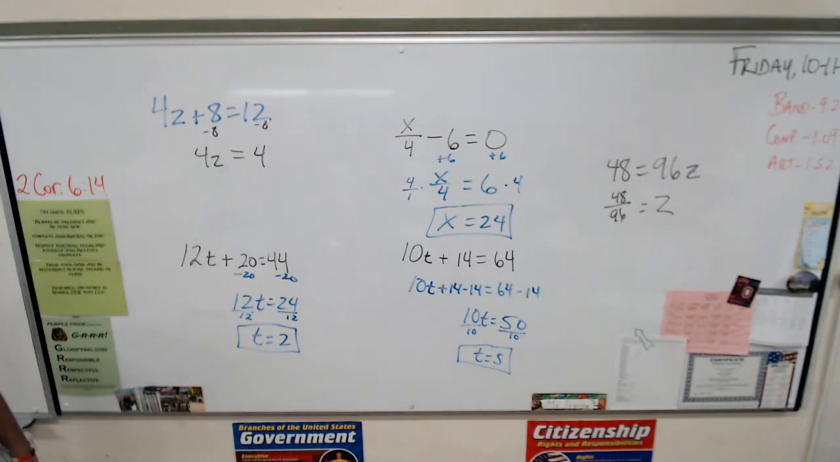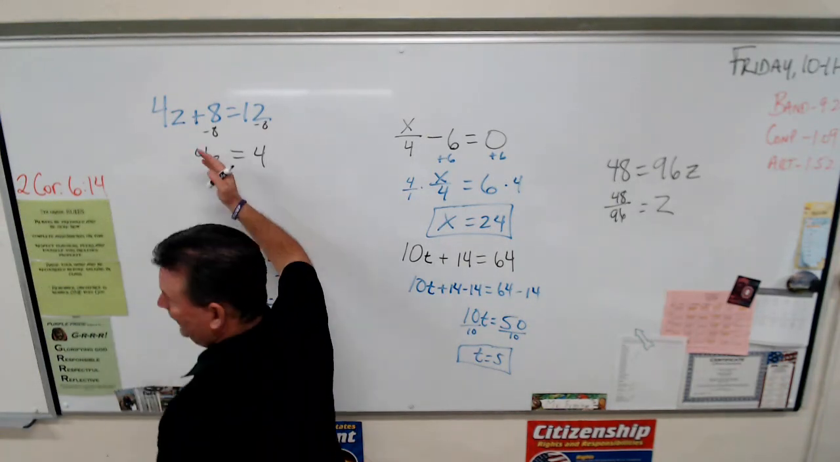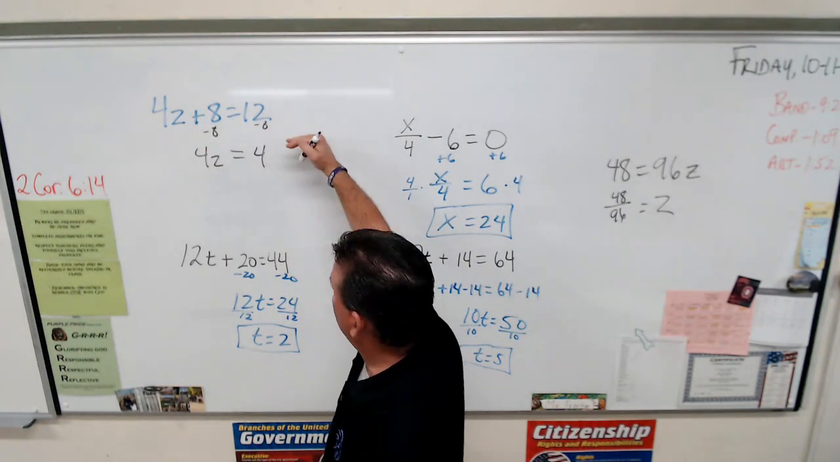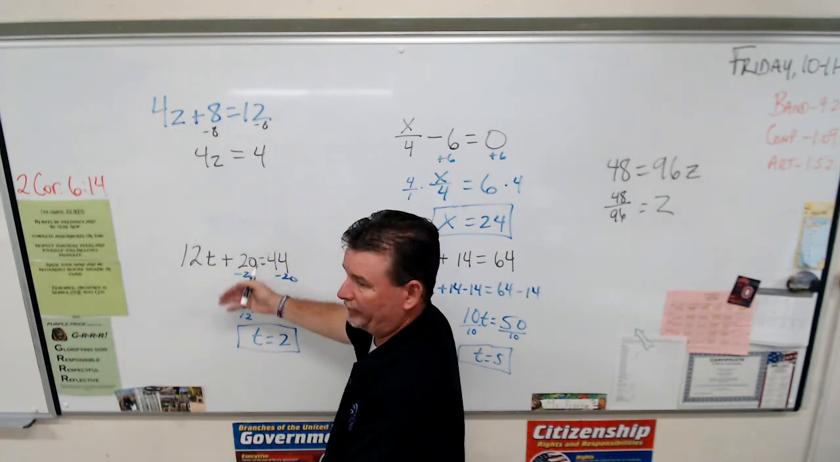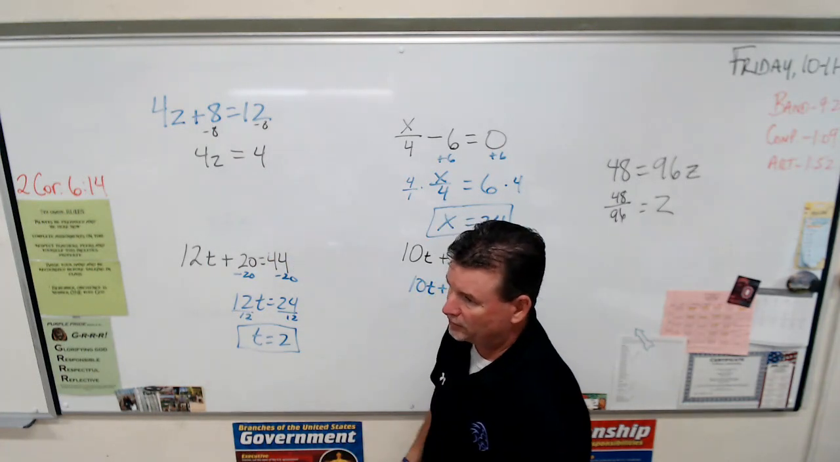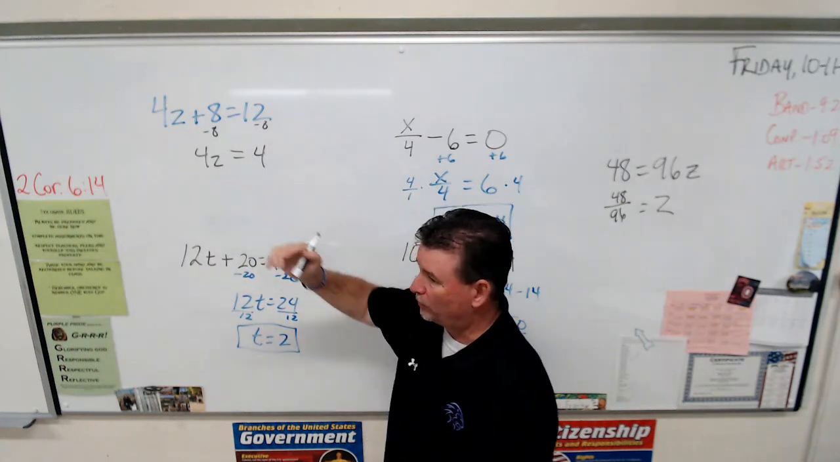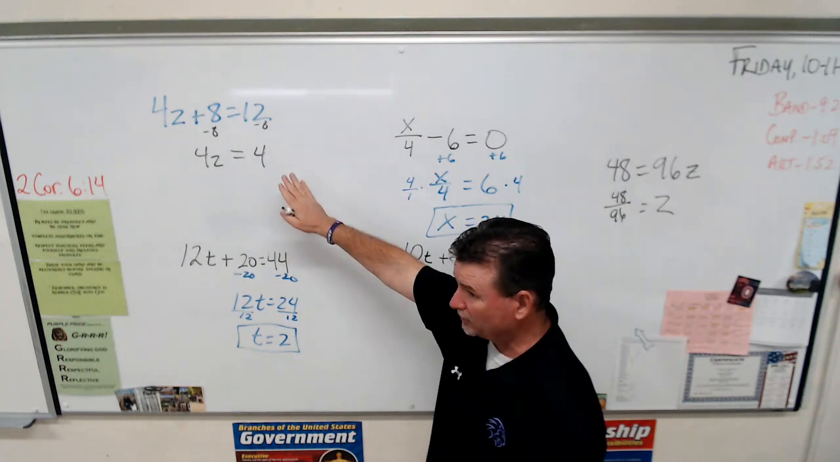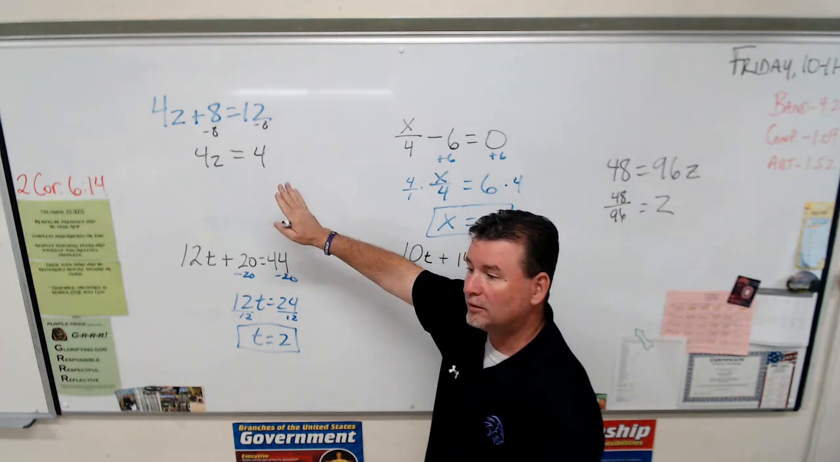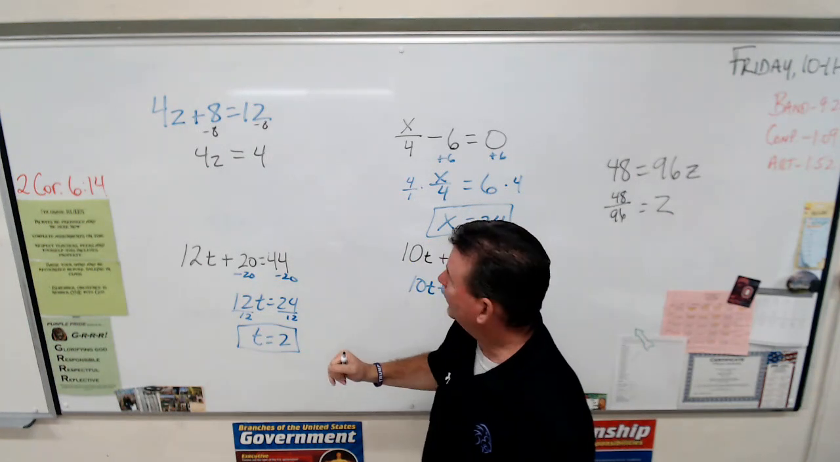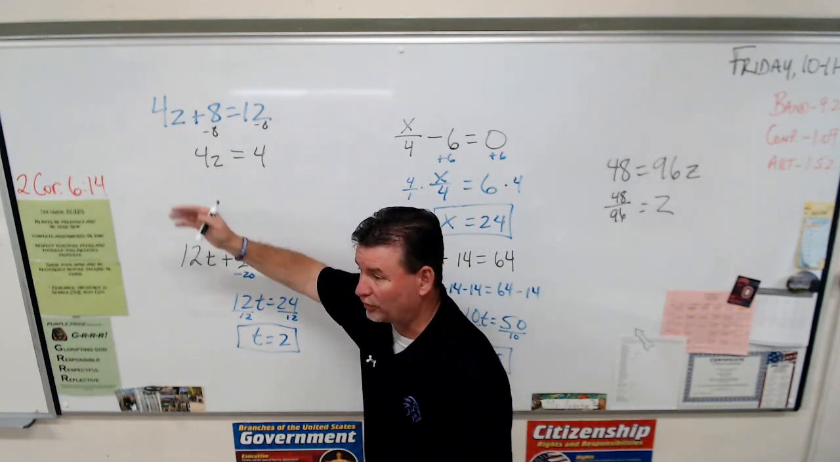I'll stop there. Kira, what doesn't make sense? If you subtract the same thing from both sides of an equation, you're good. It's still true. I subtracted 8. Why? I want to isolate the z. I want to know what z is. You got that so far? Okay, now the z is next to the 4.